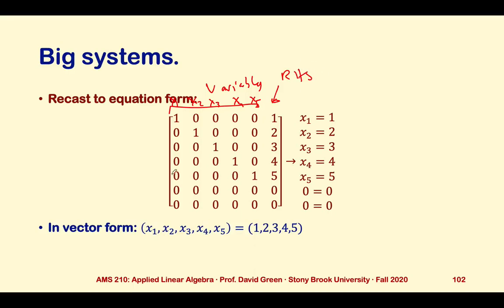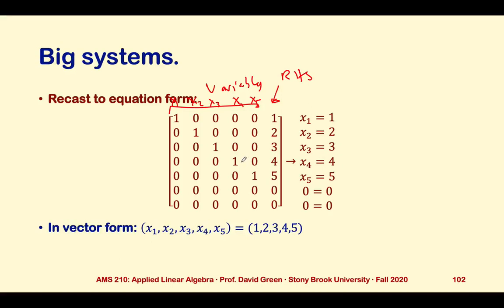So how do we read this? The first equation reads x1 plus 0x2 plus 0x3 plus 0x4 plus 0x5, so we just ignore those, equals 1. The second reads 0 plus x2 plus 0, 0, 0 equals 2. The third, 0, 0, x3, 0, 0 equals 3.